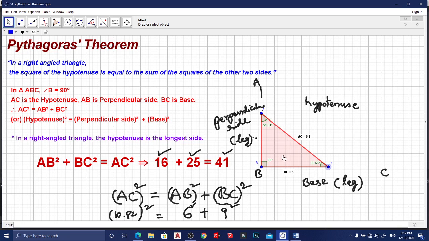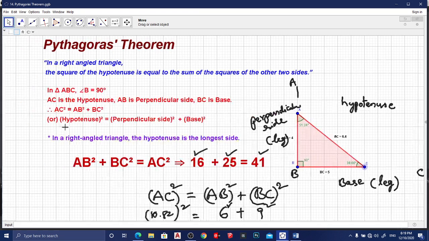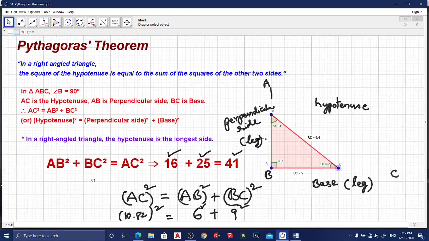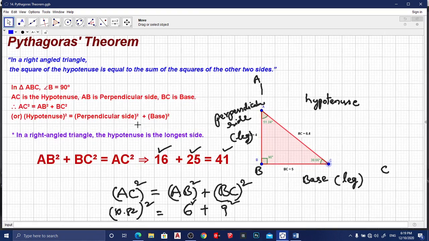So then AC square is always equal to AB square plus BC square. If you tell it in terms of the names of the sides, hypotenuse square is always equal to perpendicular side square plus base square. So in any right angle triangle, the hypotenuse is the longest side. Always the hypotenuse is the longest side. Okay, that we have to remember.